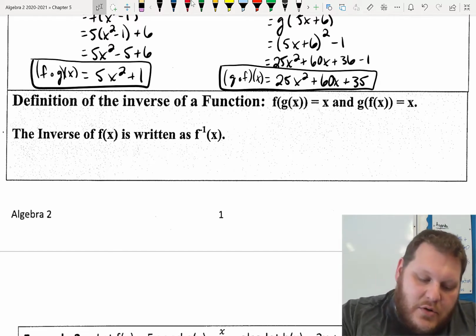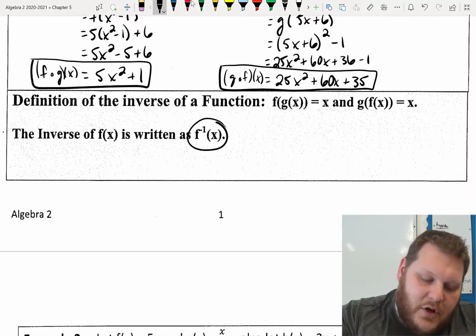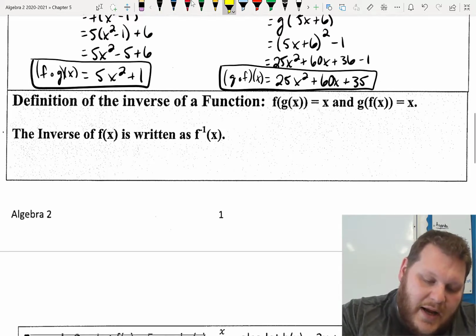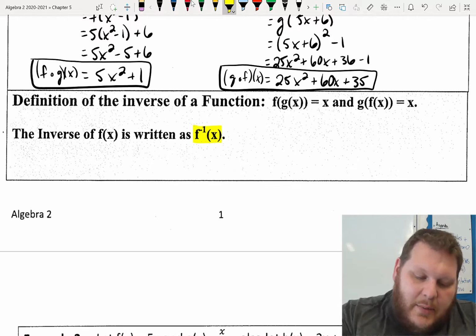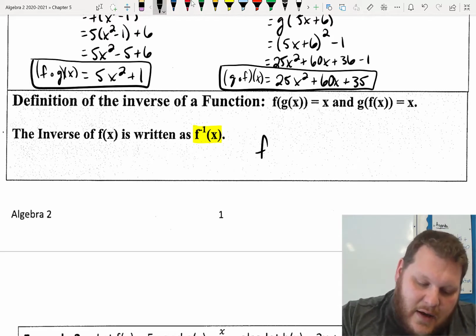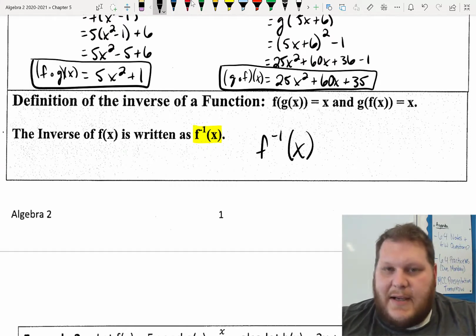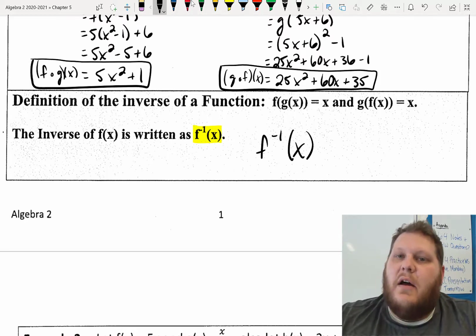Our inverses we usually write in this form. I'm going to highlight it in yellow. Boom. It looks like f to the negative first of x, but it's not saying x over f, it's not a negative exponent. It's just saying the inverse of f.